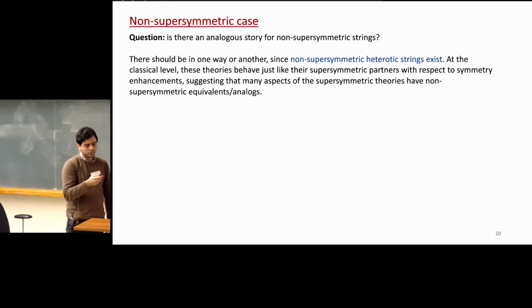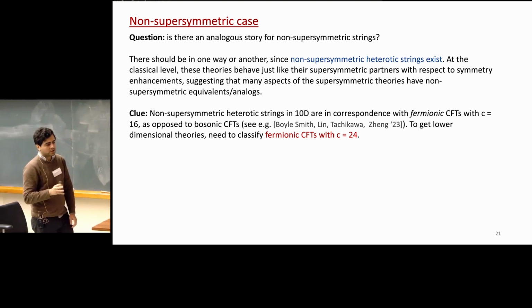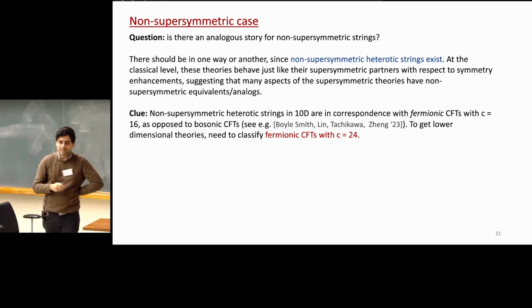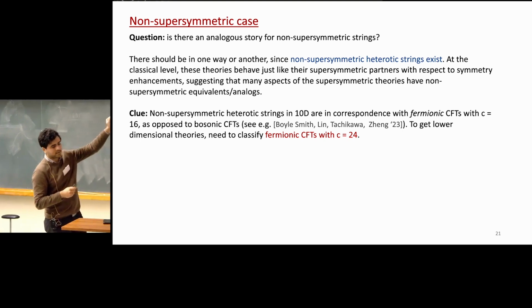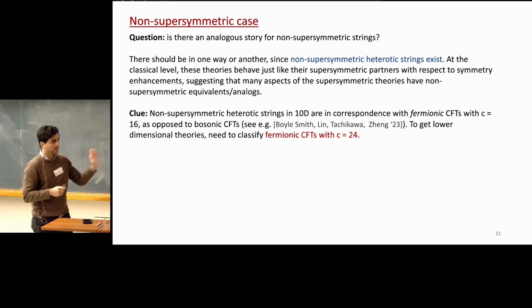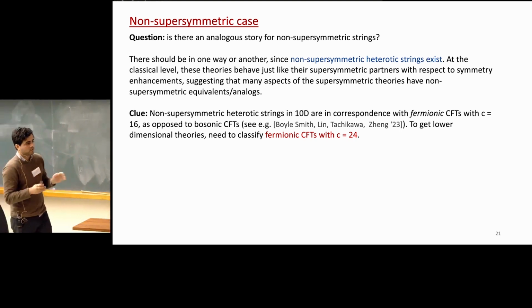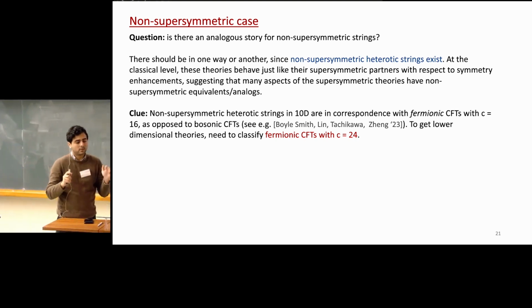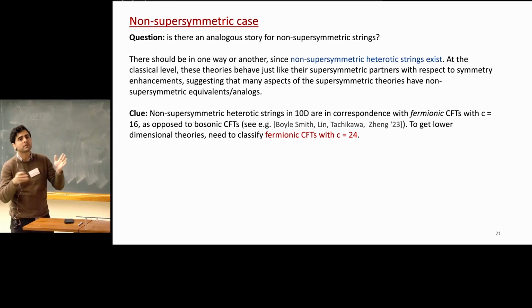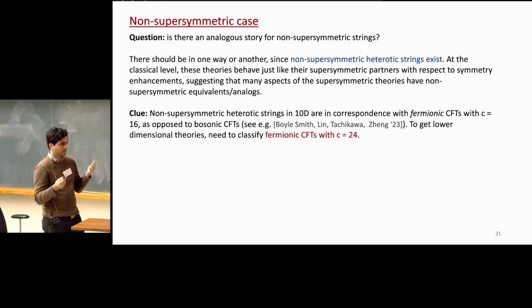Okay. There is a clue to realize this goal, and it's to remember that in 10 dimensions, supersymmetric heterotic strings are given by bosonic CFTs with central charge 16. There are only two of them, E8, the one with current algebras E8, and SO32. So you can kind of have your classification in that sense. But the non-supersymmetric ones are related to fermionic CFTs, which are less constrained. And you have 7 of them. So it follows that you have 7 non-supersymmetric heterotic strings.